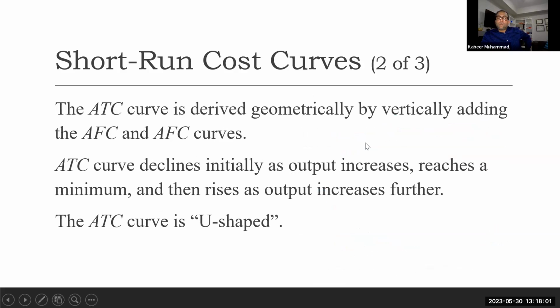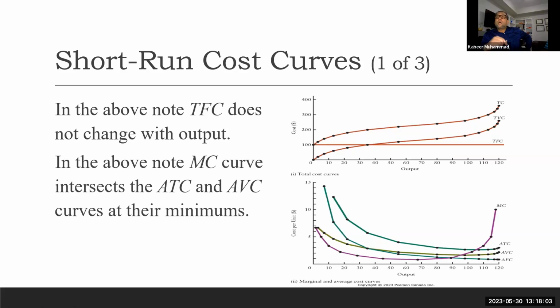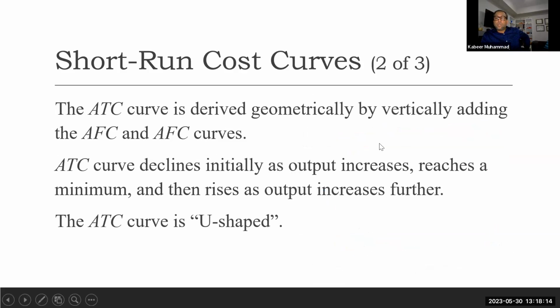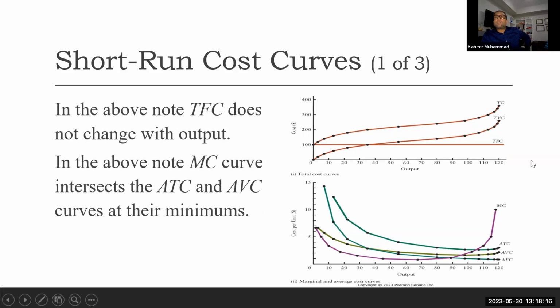The total cost curve is very symmetrical with the total variable cost, but it is at a higher level. Why? Because this difference is the fixed cost, the total fixed cost. And you see here the fixed cost curve is a straight, horizontal line, right?